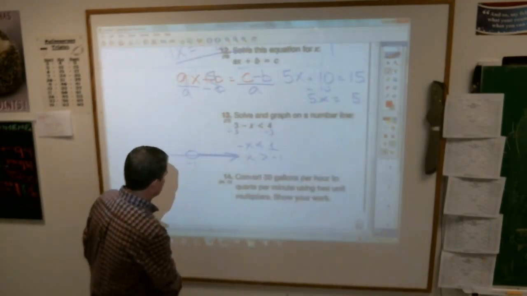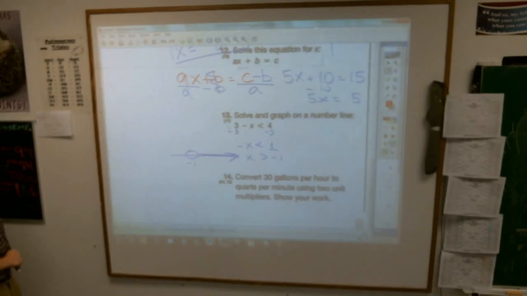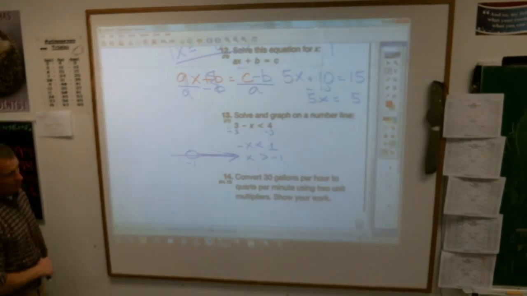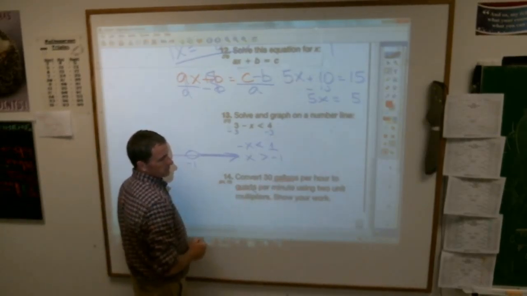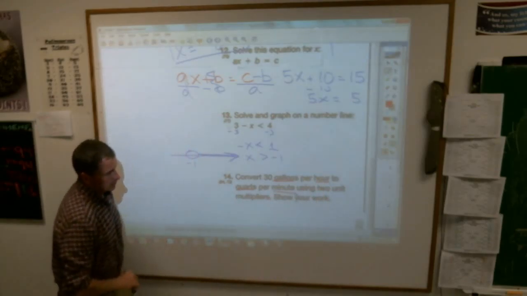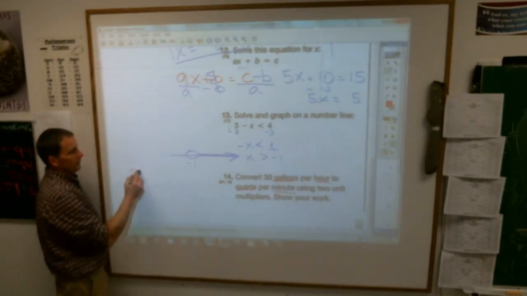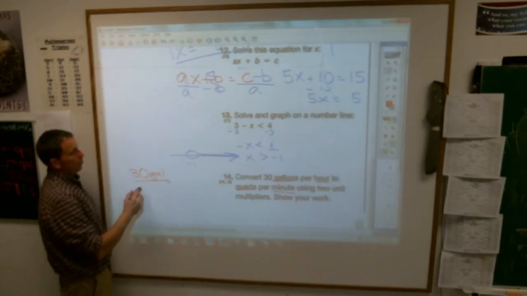Yeah, let's do it. Convert 30 gallons per hour to quarts per minute using 2-unit multipliers. Show your work. Why 2? Because I'm changing gallons to quarts, and I'm changing hours to minutes. So you start off the same way. I have 30 gallons per what? 1 hour.